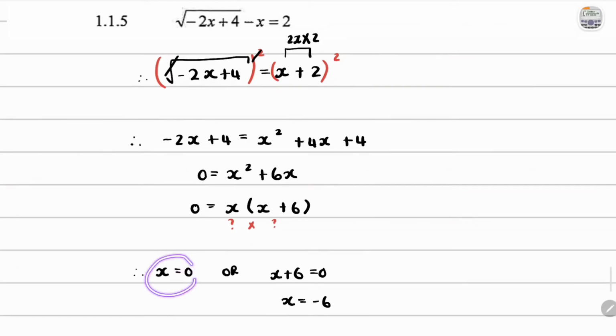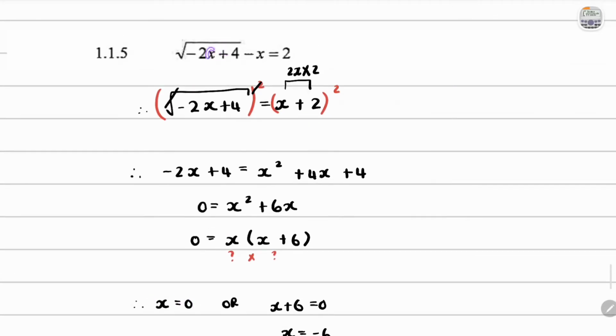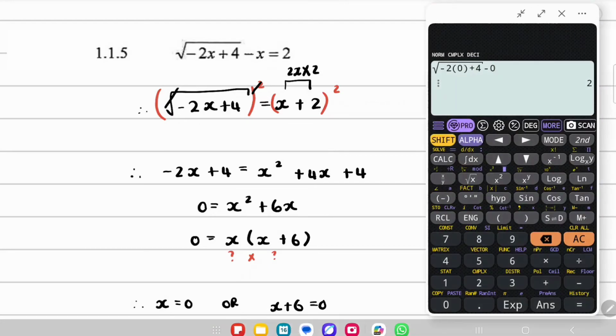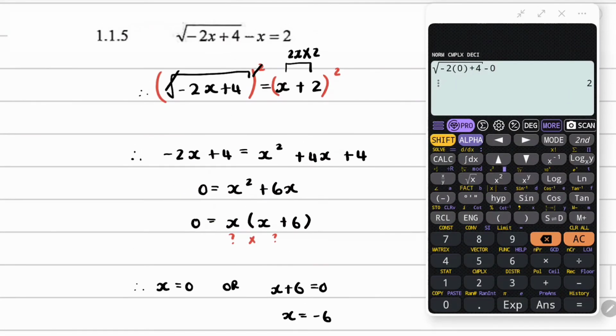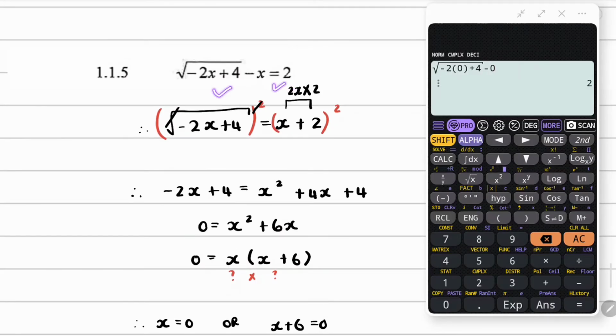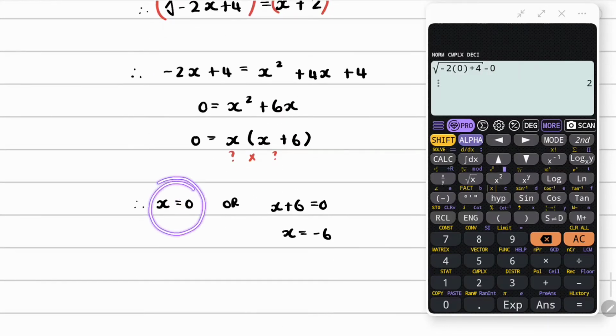So when x is equal to 0, we will substitute 0 in place of x and find out if our left-hand side really is equal to 2. And you see that when we substitute 0, we get an answer of 2, meaning the left-hand side really is equal to the right-hand side for x equals 0.